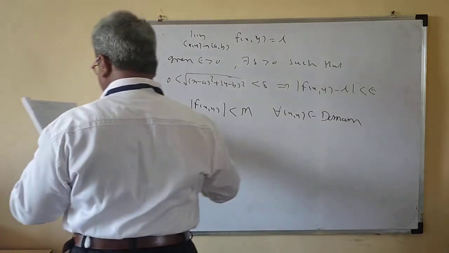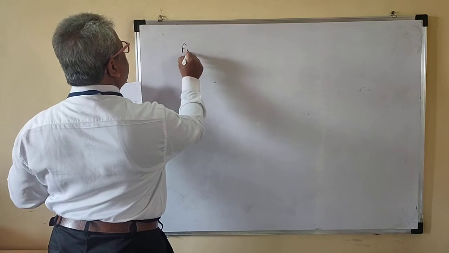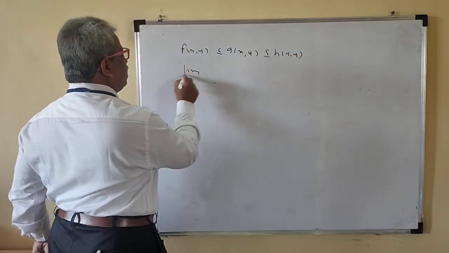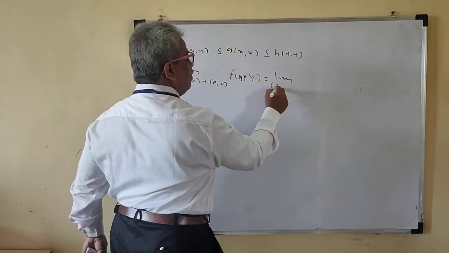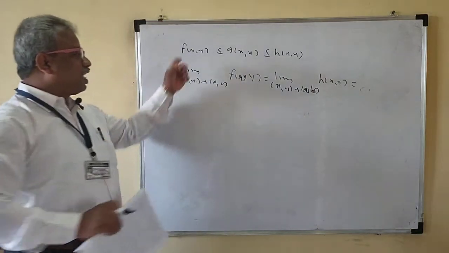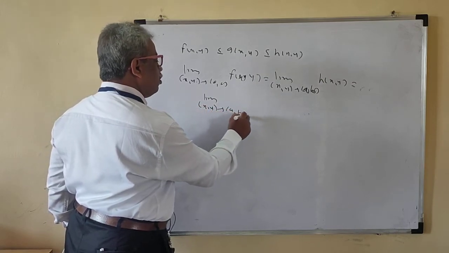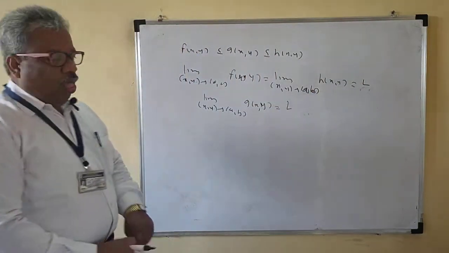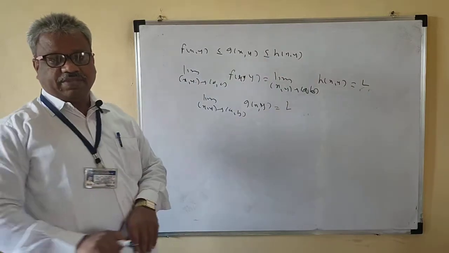Now, sandwich principle means what? Suppose we have two functions, f of xy is less than g of xy is less than h of xy. So if limit as xy tends to ab of f of xy is the same as limit as xy tends to ab of h of xy, that means the extremes have the same limit, then the limit as xy tends to ab of the middle one, g of xy, is also the same. Suppose this is L, then this limit is L. So if they have the same limit, then this limit exists, that means all three have the same limit.